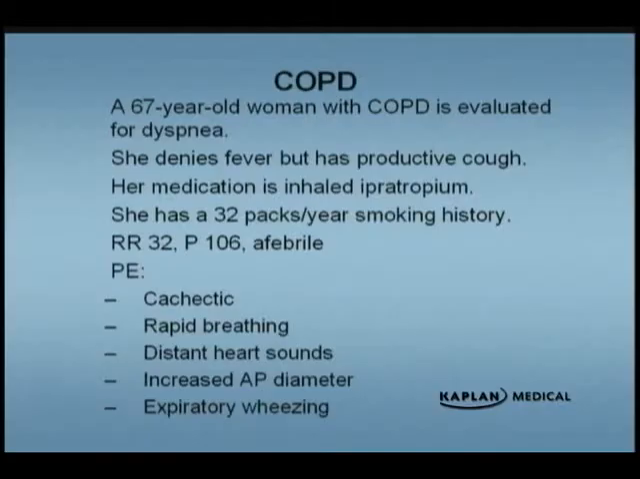Going forward, talking about another type of obstructive disease, chronic obstructive lung disease, here's a 67-year-old woman with COPD who is evaluated for dyspnea. She denies fever but has a productive cough. Her medication is inhaled ipratropium. She has a 32 pack-year smoking history.